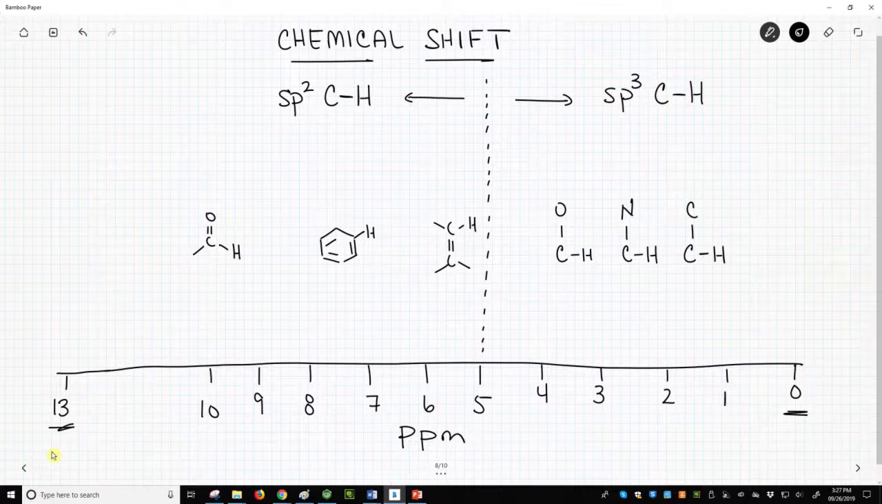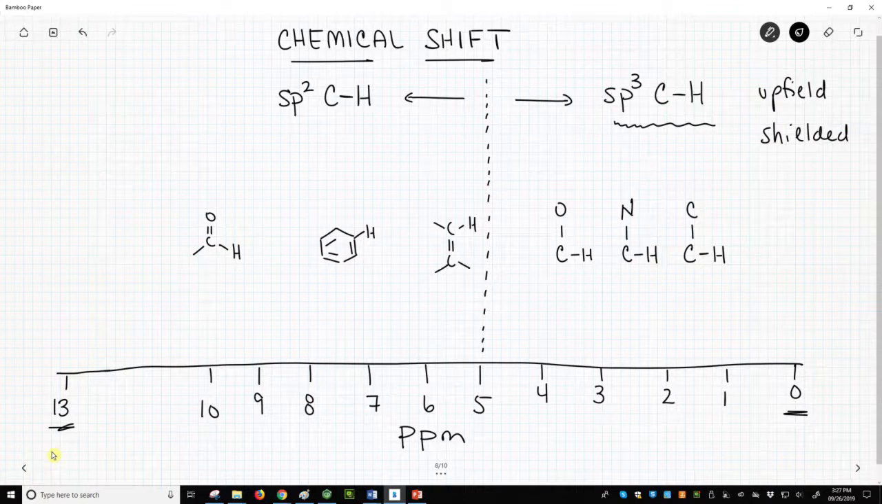If the carbon is sp3 hybridized, the hydrogen will have a chemical shift of 5 ppm or lower. sp3 CHs are upfield or shielded. If the carbon is sp2 hybridized, the hydrogen will have a chemical shift of 5 ppm or higher. sp2 CHs are downfield or deshielded.